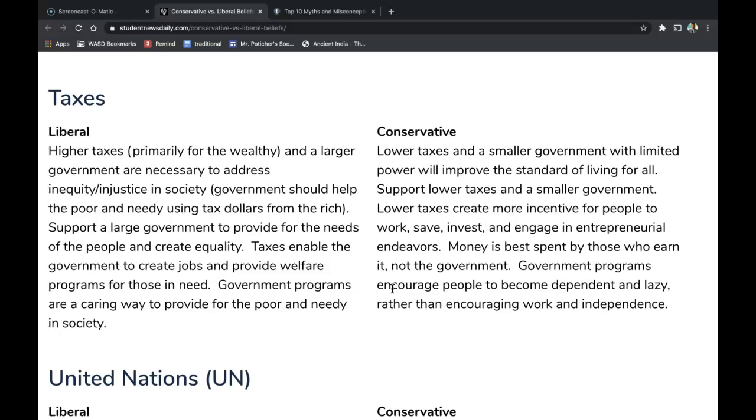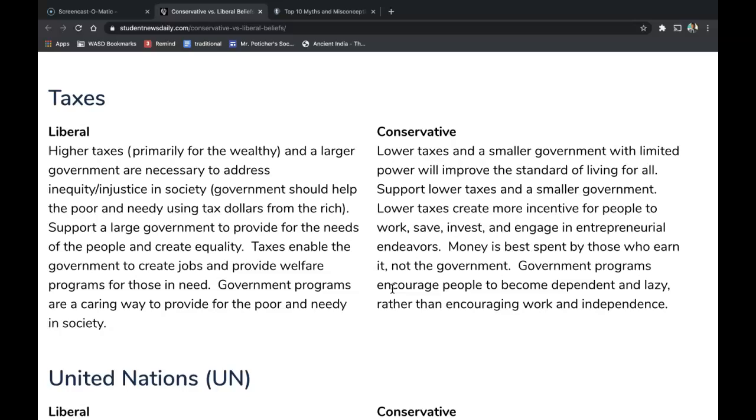Now, Republicans and conservatives, on the other hand, believe lower taxes and smaller government with limited power will improve the standard of living for all. We should support lower taxes and a smaller government, and lower taxes create more incentive for people to work, save, invest, and engage in entrepreneurial endeavors. Money is best spent by those who earn it, not the government, and government programs encourage people to become dependent and lazy, rather than encouraging work and independence.